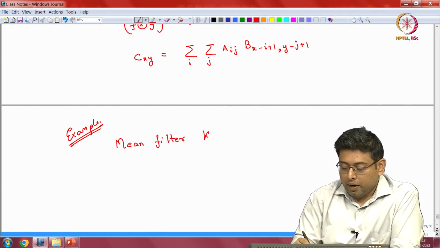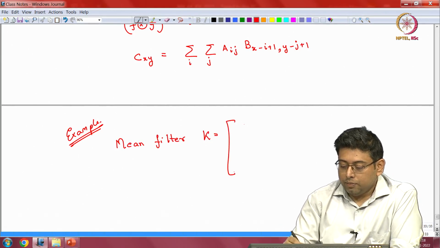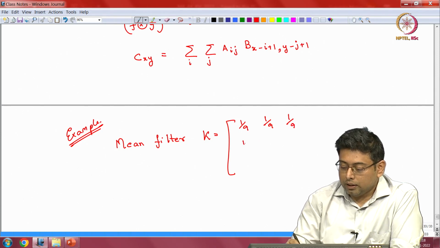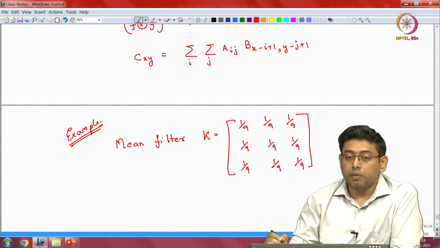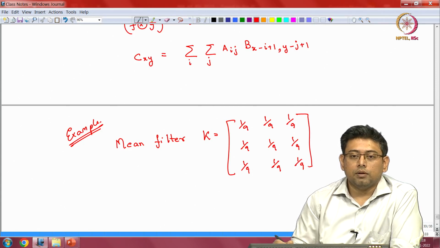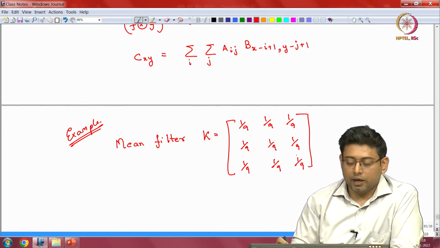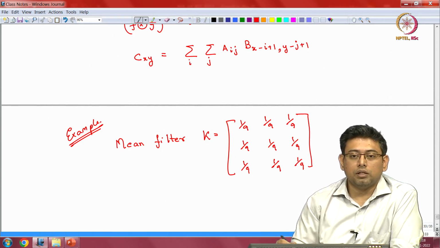So let's say there is a matrix K, and this matrix is defined such that all the terms in this matrix are equally distributed. So there are 9 terms, a 3 cross 3 matrix, and all the weightage is distributed equally amongst all these different entries. So this is what the mean filter looks like.